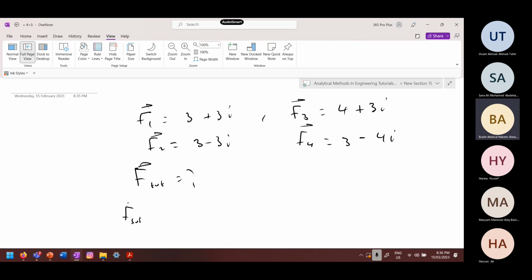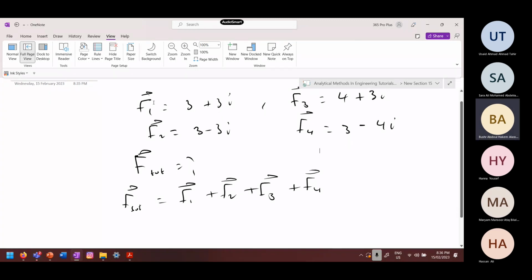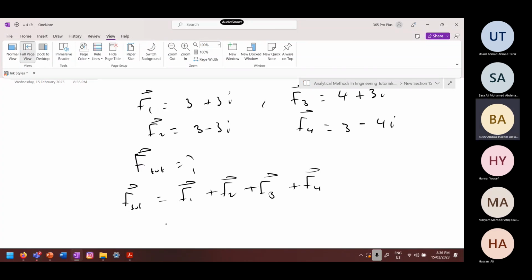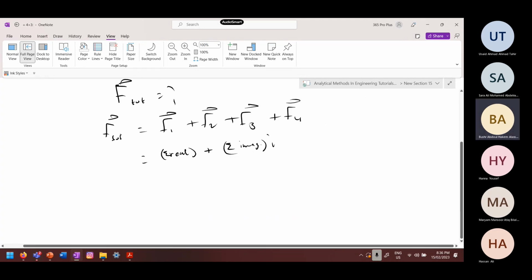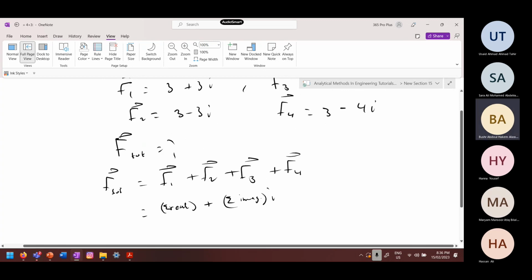F total is equal to F1 plus F2 plus F3 plus F4. Just find the summation. How are you going to do this? Write these again and find the summation of the real values plus the summation of the imaginary values. That's the F total. So let's do it here.